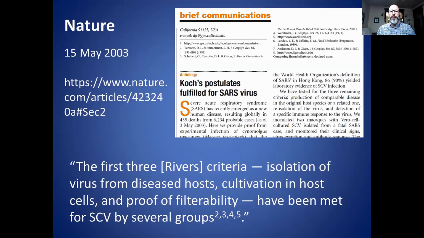Okay, so let's get back to this Nature article now that we've reviewed the background information. It goes on to say that the first 3 Rivers criteria, which is number 1, isolation of the virus from a diseased host, number 2, cultivation in host cells, and number 3, proof of filterability, have been met for the SARS coronavirus by several groups. And you see at the bottom these footnotes 2, 3, 4, 5. So I'm going to go through, and they are also in the article here at the top.